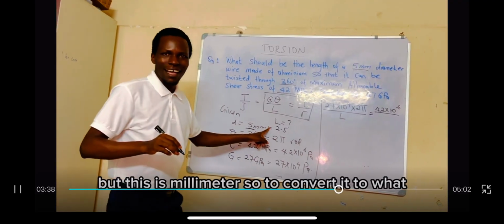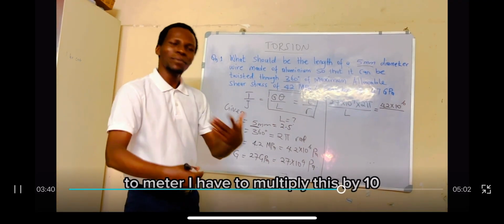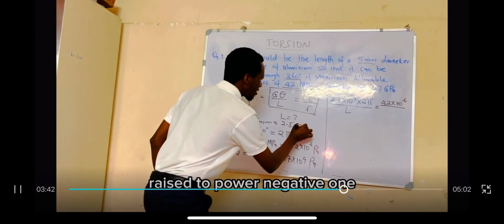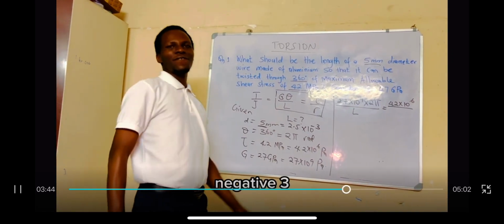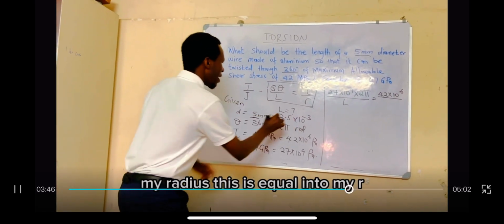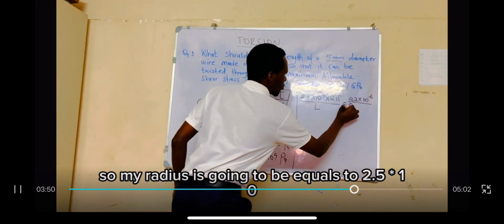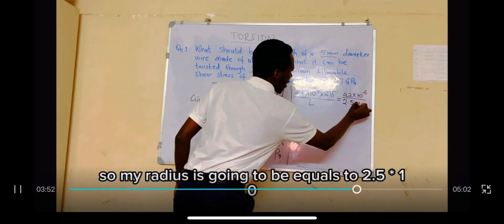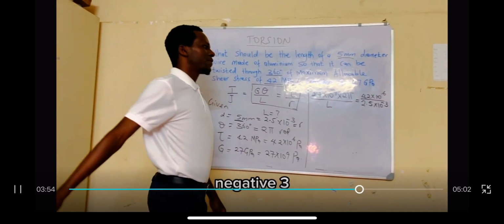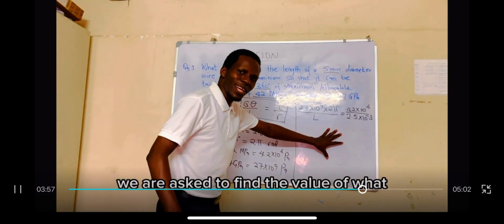But this is in millimeter. To convert it to meter, I have to multiply this by 10 raised to the power negative 3. So my radius is going to be equal to 2.5 times 10 raised to the power negative 3. We are asked to find the value of L.